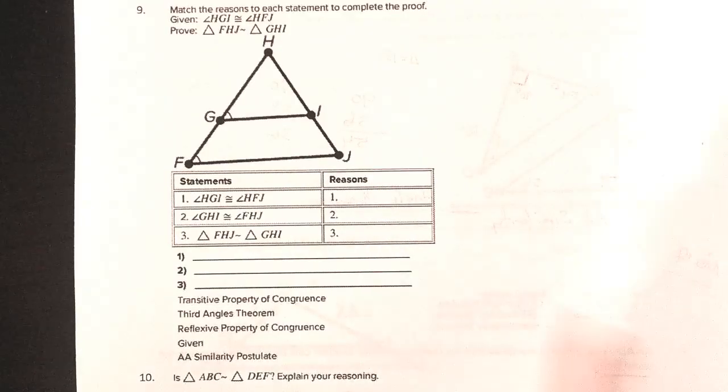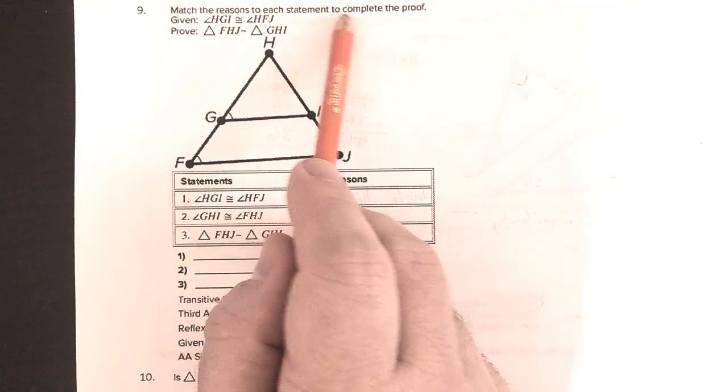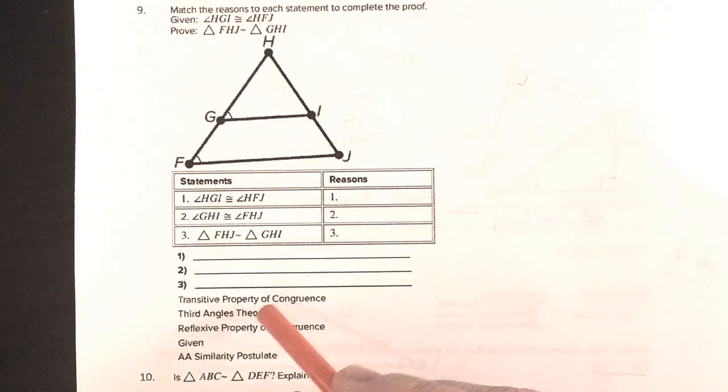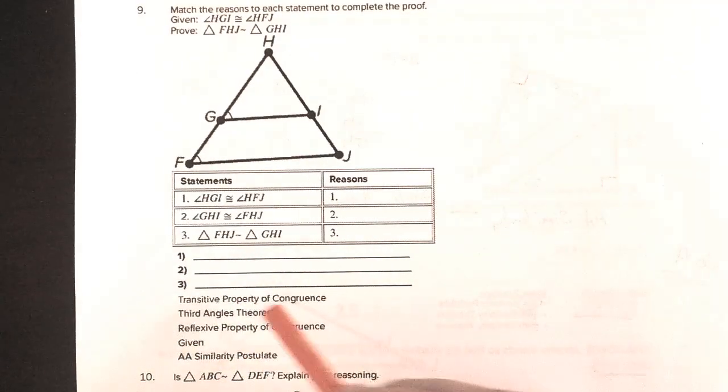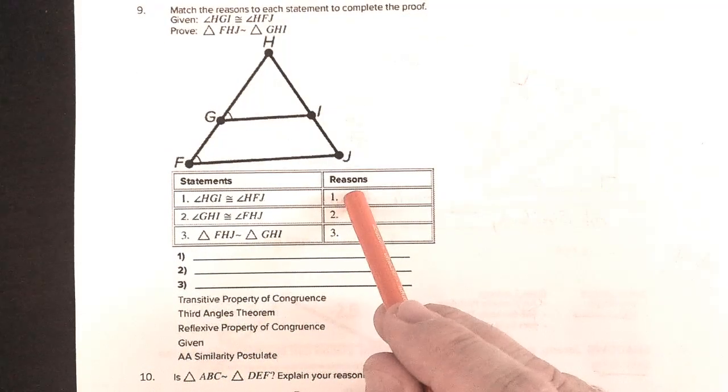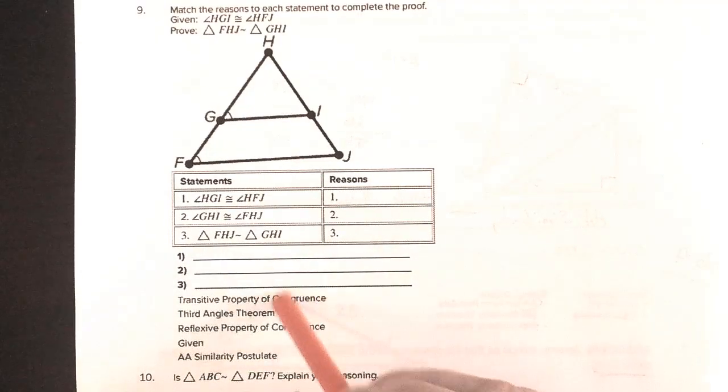Okay. So match the reasons to each statement to complete the proof. We've got a little word bank. They put the blanks here and they put them here. You can write them in either place. I'm just going to do it here because I like having it across from the statement.